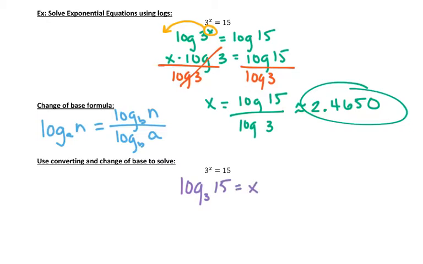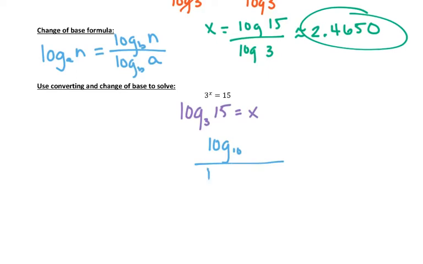Now you're going to use this change of base formula. I want to use a common log because that is what my calculator is able to do. So I'm going to use log base 10 on the top and the bottom. Technically, that should be on the left side. So remember the n was on top. In this case, 15 replaces n, so 15 is on the top. The a was on the bottom, which was the base, so 3 is going to be on the bottom.